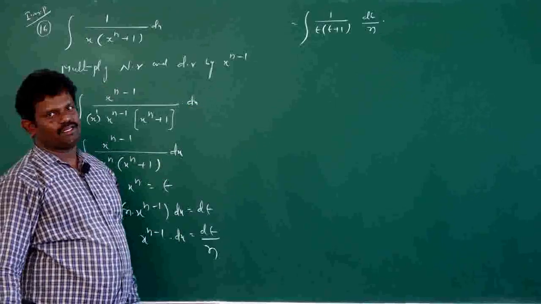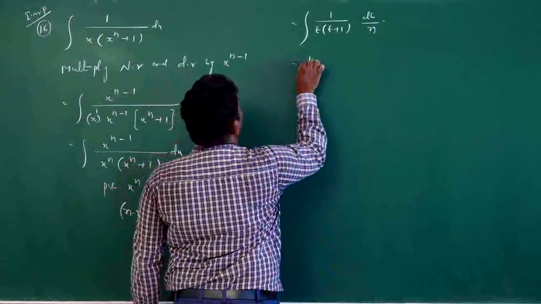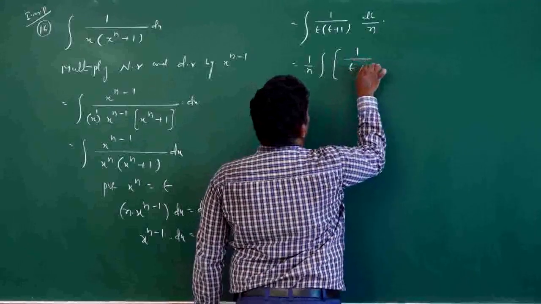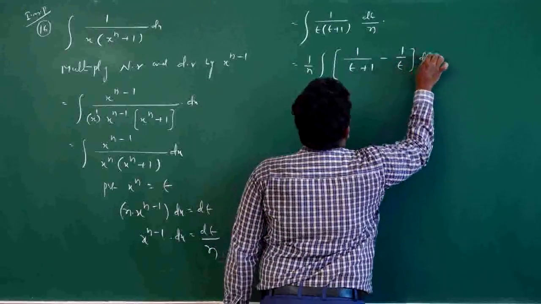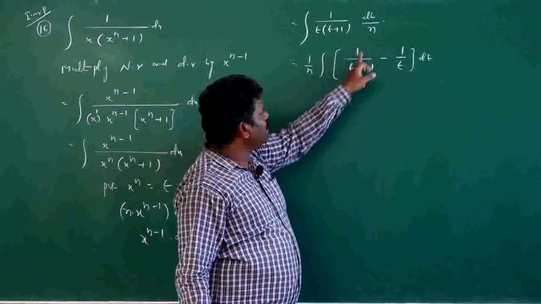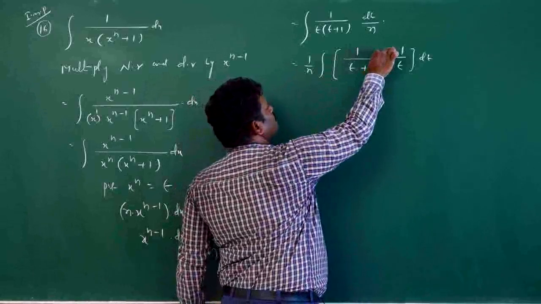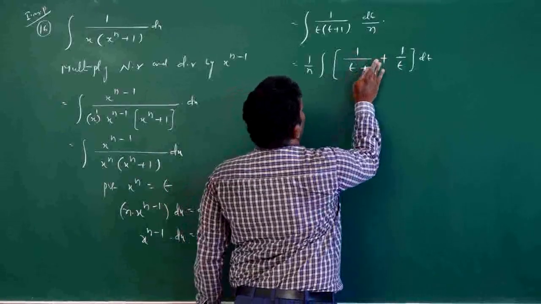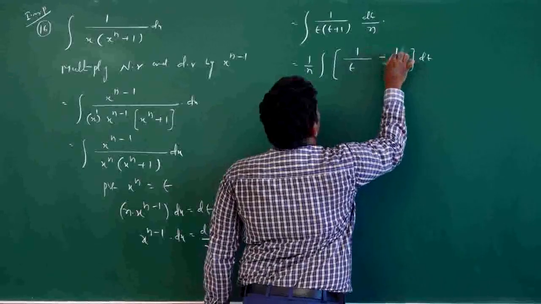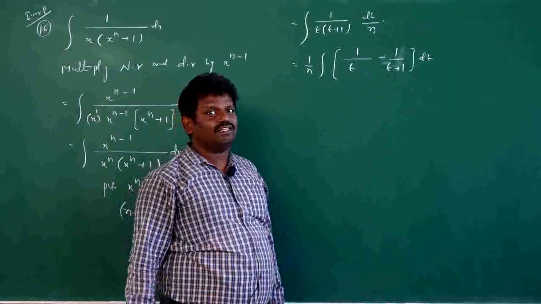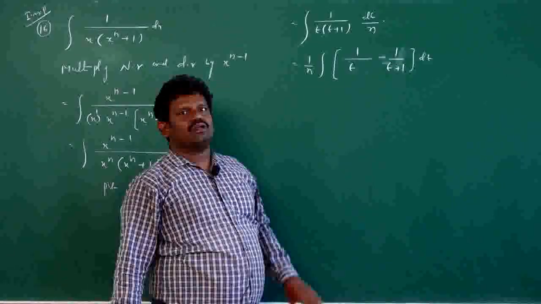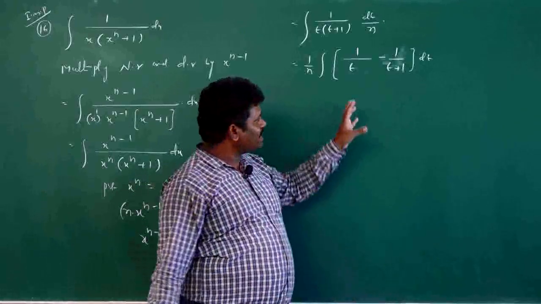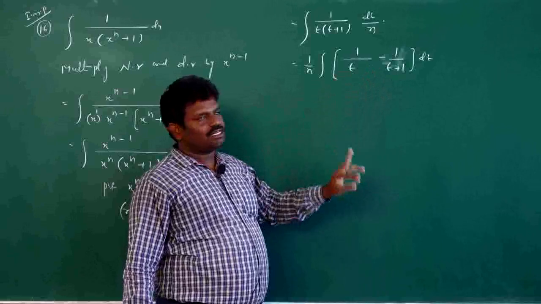So this is the partial fractions, already there. Now I split this integral like this: 1 by n integral of 1 by t minus 1 by t plus 1 dt. Let us verify this. If you take the LCM, it is t into t plus 1, so cancellation is not possible. One thing to do: first 1 by t minus 1 by t plus 1. Like that, if you verify the difference or addition of the two fractions. Otherwise, directly taking a partial fraction, a by t plus b by t plus 1, and finding the a value and b value is again a lengthy process. So instead of that method, I am applying addition or subtraction between the two fractions.